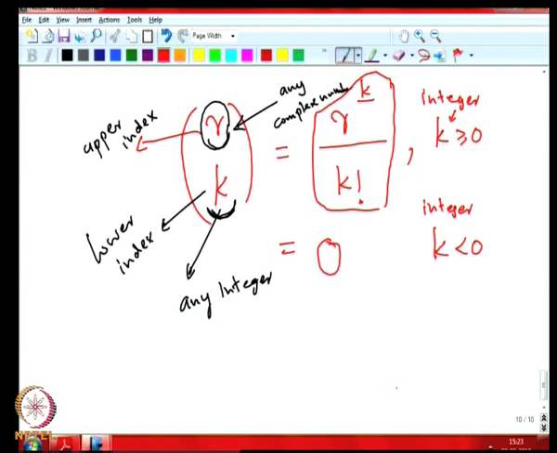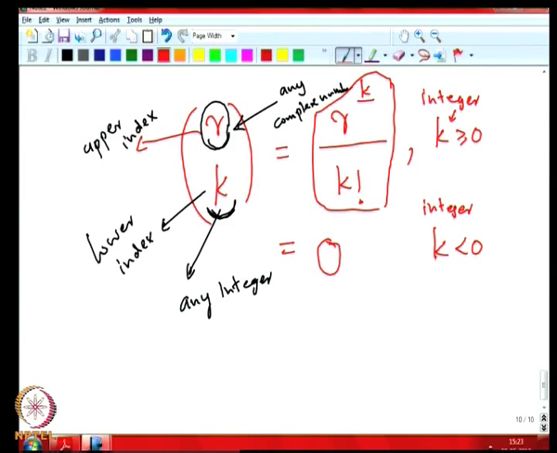So, the upper index is fully generalized to any complex number, and the lower index is generalized from non-negative integers to any integer, but when it is a negative integer we always define it as 0. When it is a non-negative integer, it is a ratio where the numerator is r to the k falling factorial power, divided by k factorial, right. And of course this is well defined.